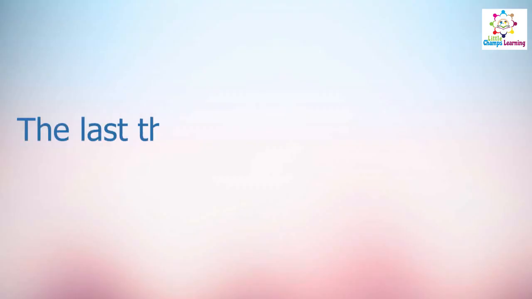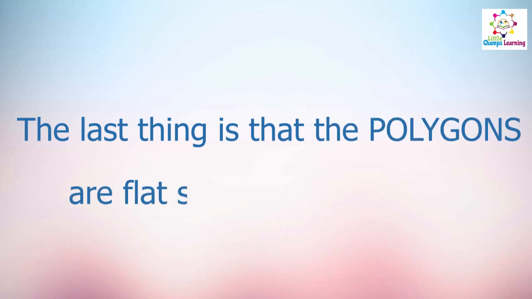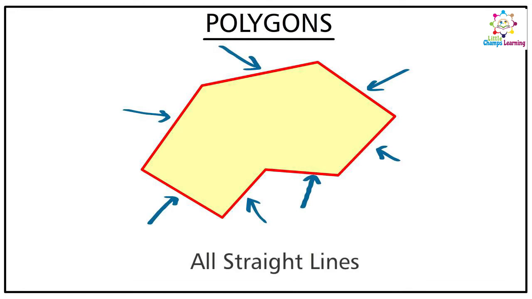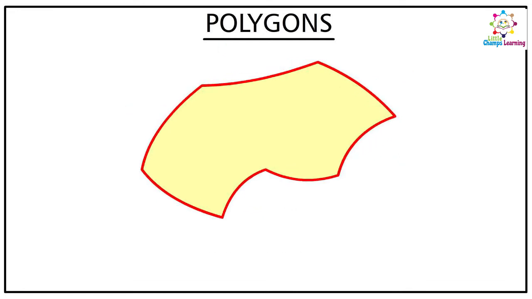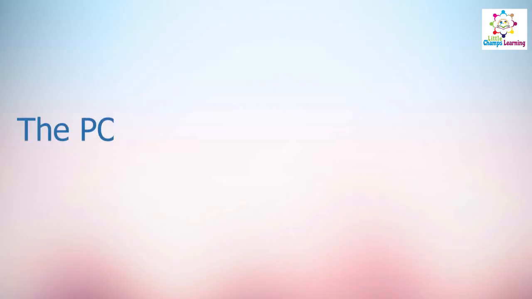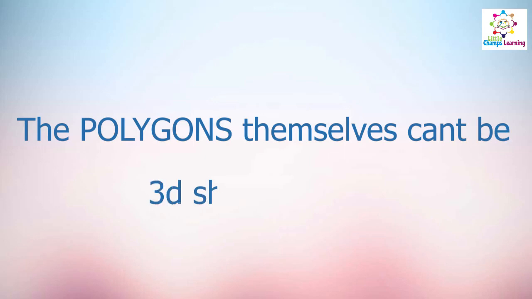The last thing is that polygons are flat shapes or two-dimensional shapes made up of straight lines only. A polygon does not have any curved lines. Though polygons themselves can't be 3D shapes, they can be used to make 3D shapes.